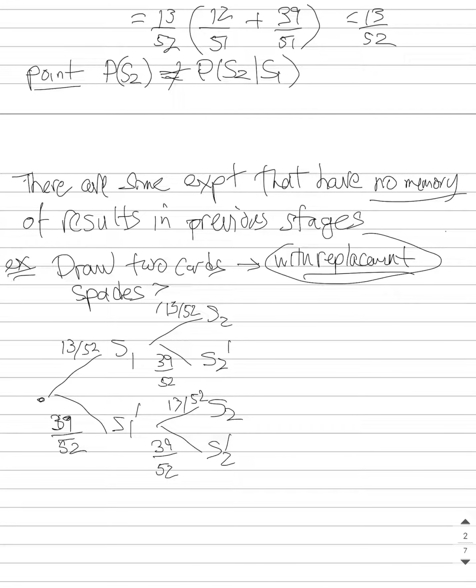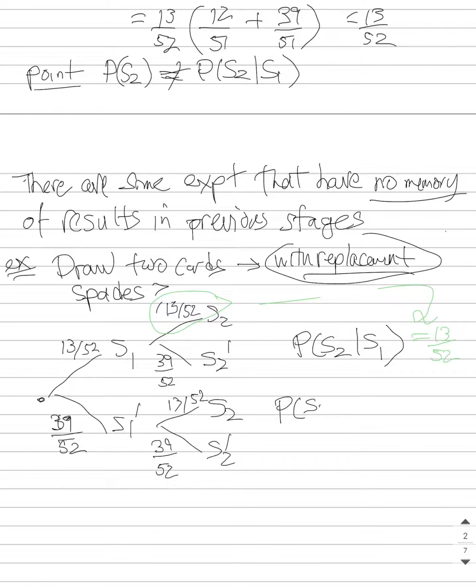And what that means is that when we ask a question like, what is the probability of getting spade on 2 given that I got it on 1? That situation is very simple. It doesn't care. It's 13 out of 52. Because you reset the deck, there's no issue.